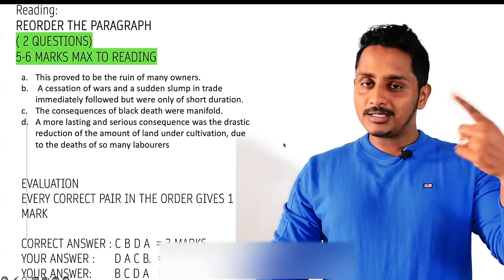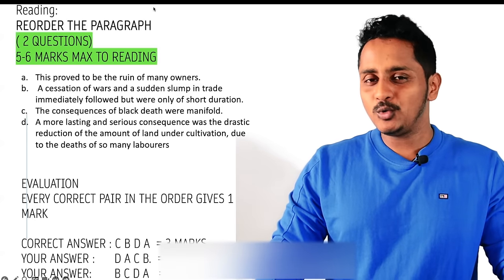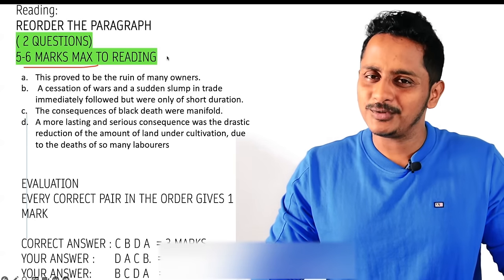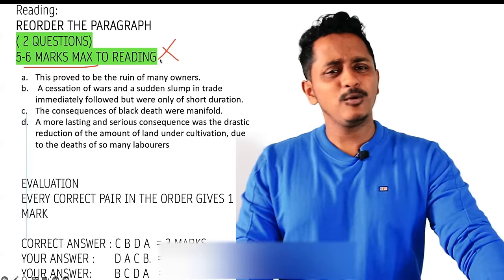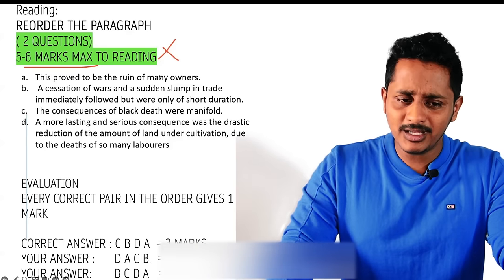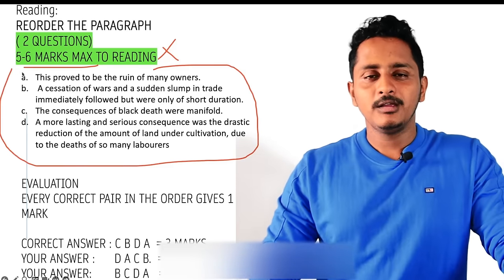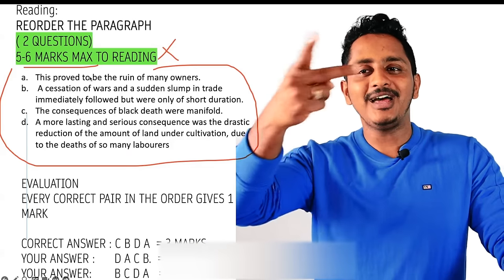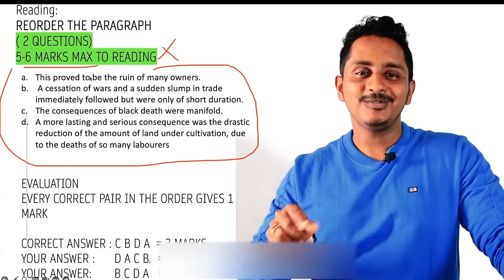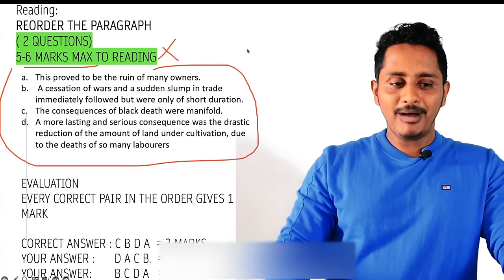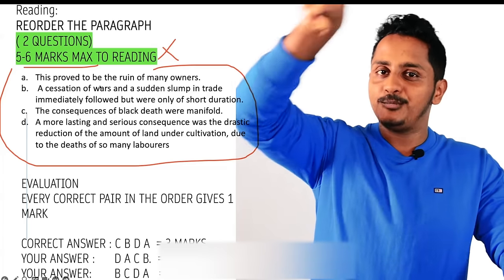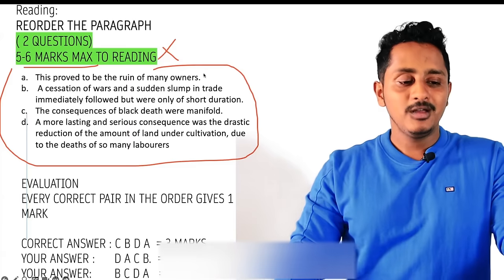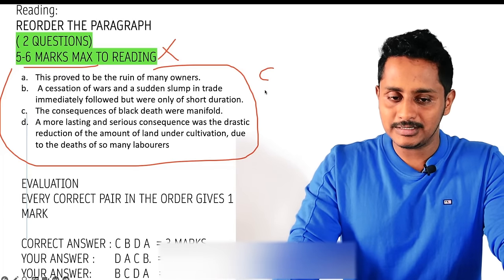Next comes reorder the paragraph. Max 2 or 3 questions, 5 to 6 marks to reading. Not a priority, you don't have to worry, but what is the module about? They're going to give you a paragraph. From top to bottom, you read, it doesn't make sense. Your job is to rearrange them so that from top to bottom it makes sense. Using a mouse, you press and pull them up and down. Probably the correct answer for this is C, B, D, A.